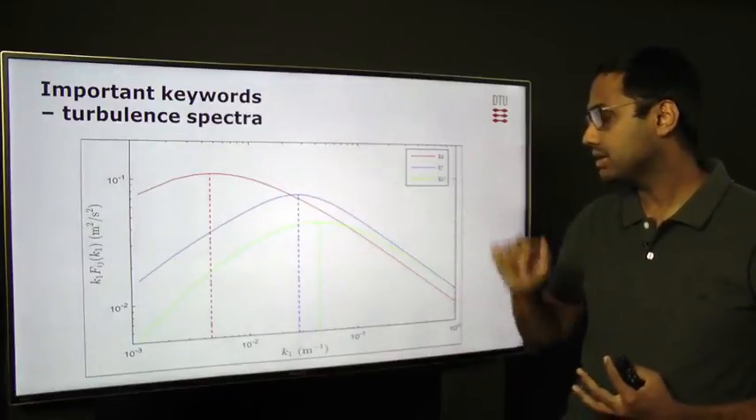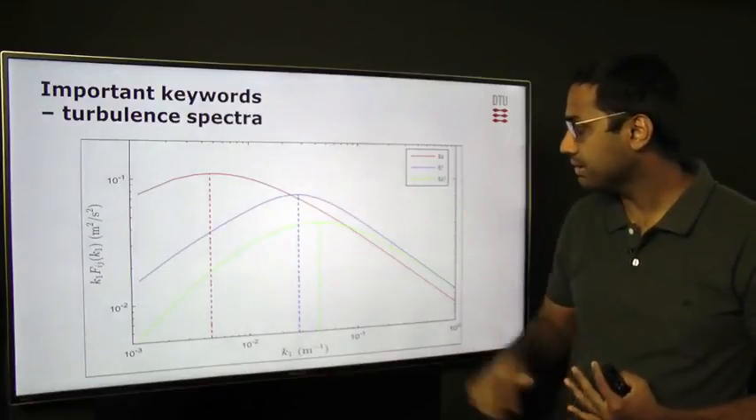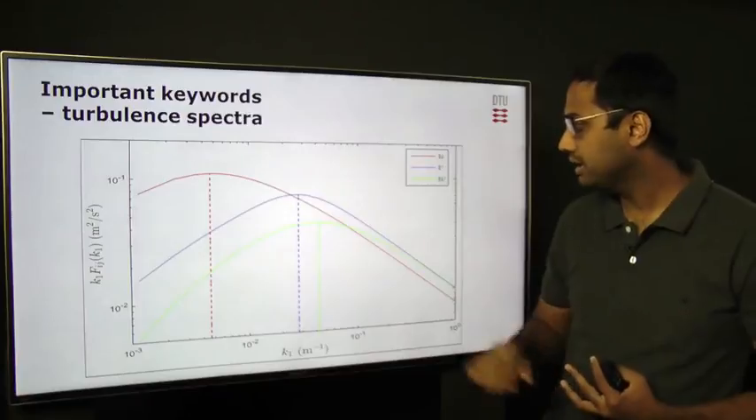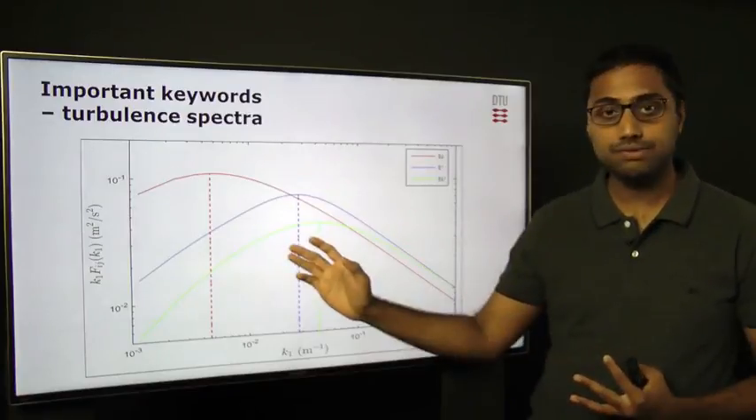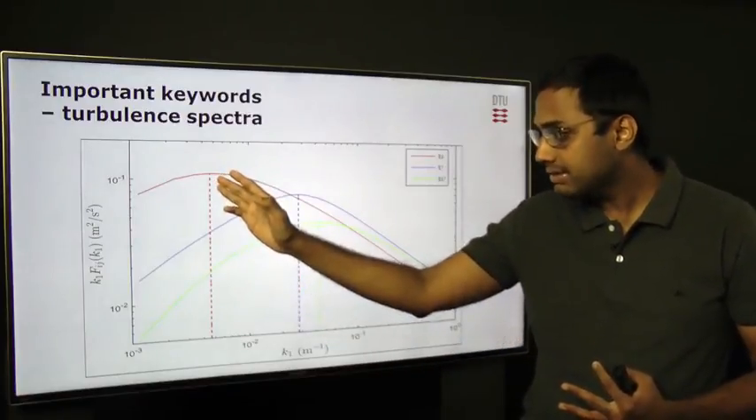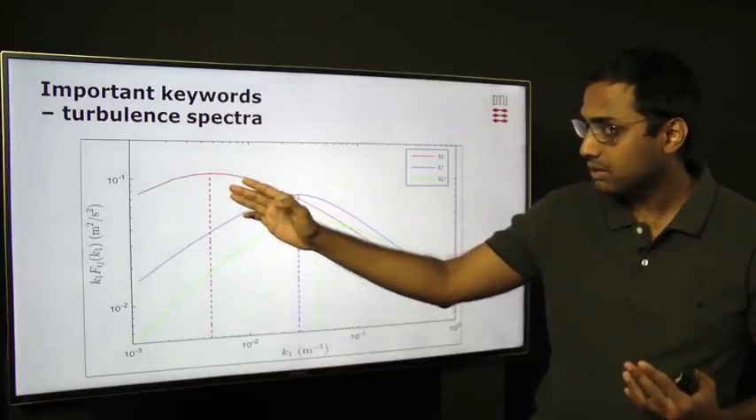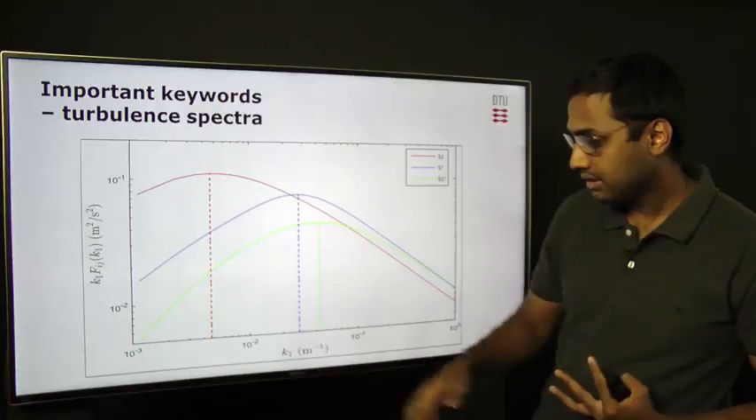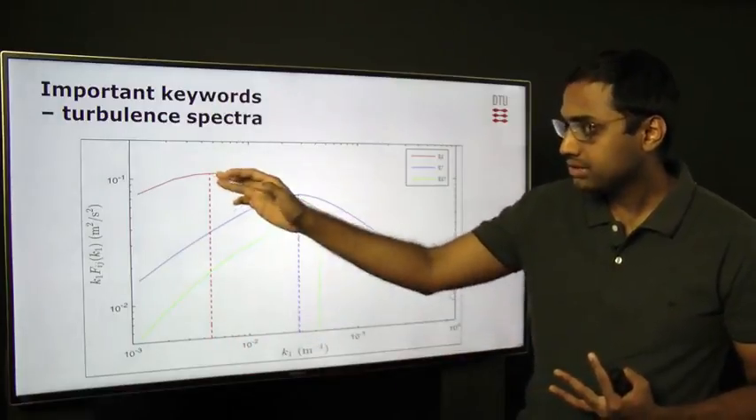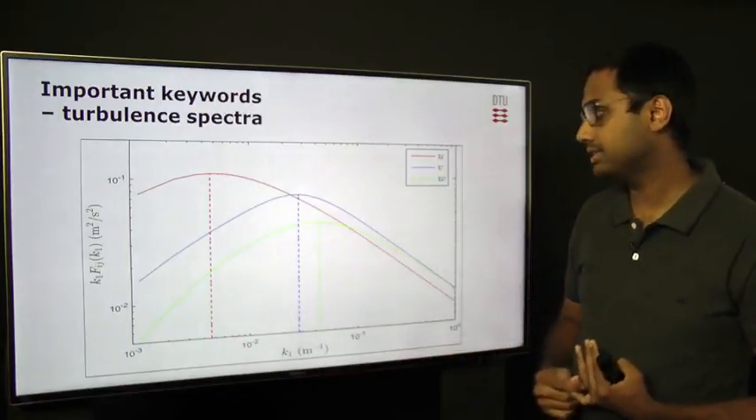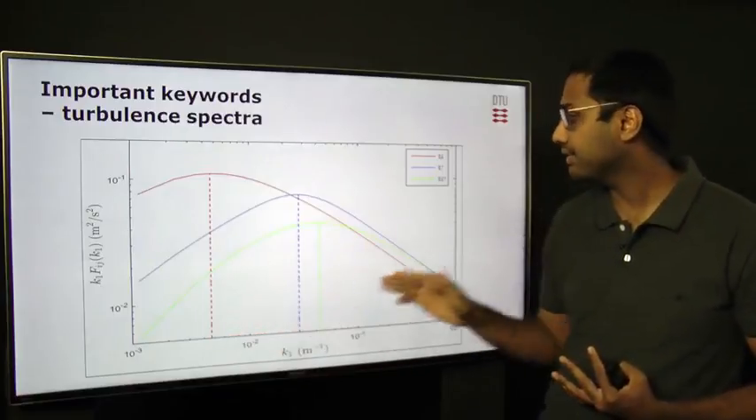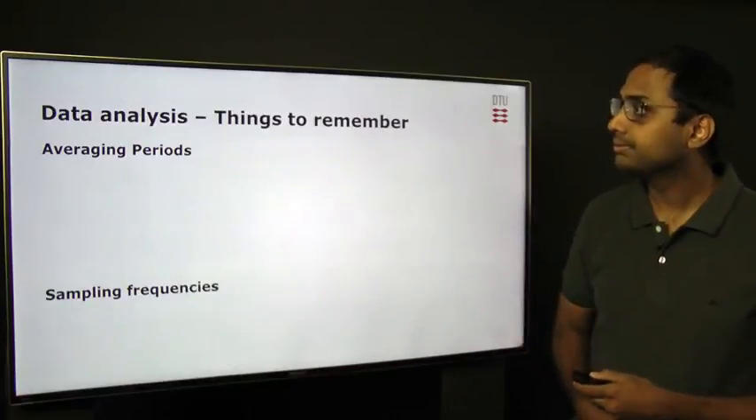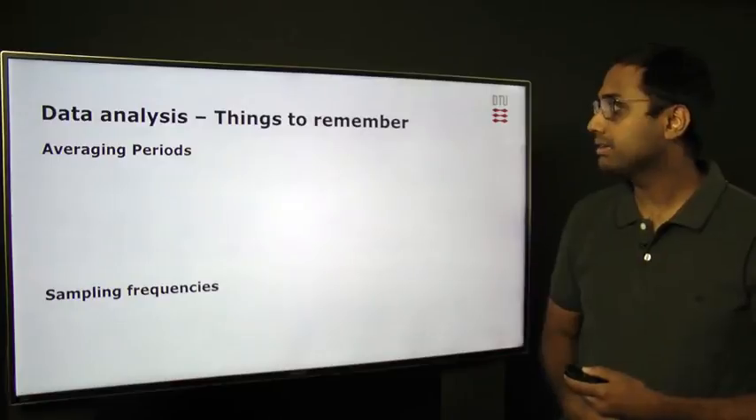The red line shows the spectrum of the U component, the blue line is for the V, and the green is for the W. As we can clearly see, the scales, which is the turbulence length scale, which is given by the wavelength or the wave number corresponding to the maximum energy in the spectra, is very different for different components. Now we talk a little bit about the data analysis.